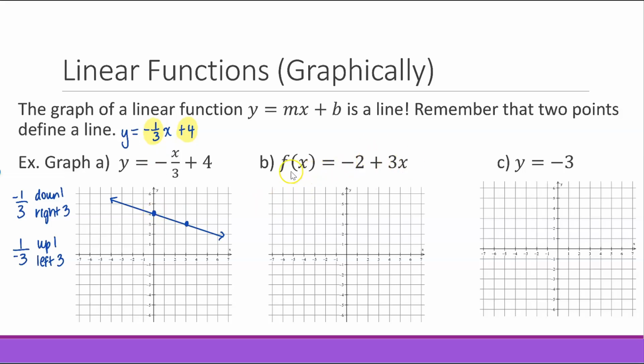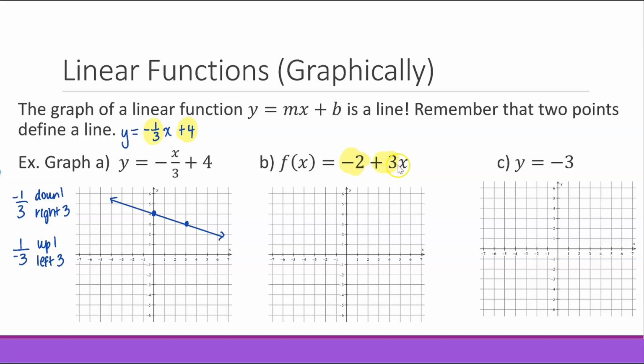Looking at part B, I have f of x equals negative 2 plus 3x. So here, I want to just be careful with correctly identifying which is the slope and which is the y-intercept. The slope is the number that's in front of the variable x, and then the constant is the y-intercept. So my y-intercept value is negative 2, and then my slope is positive 3.